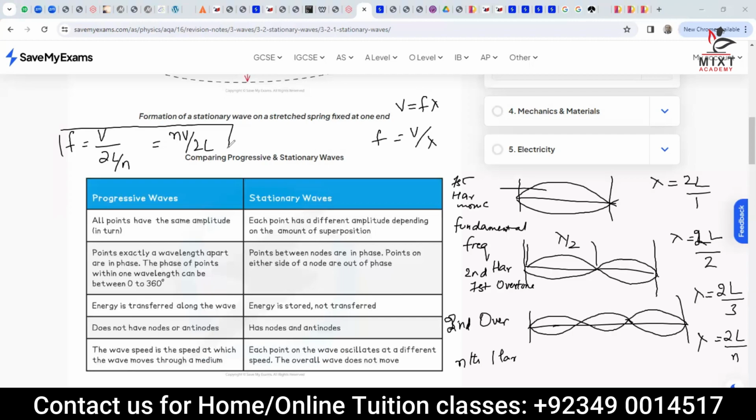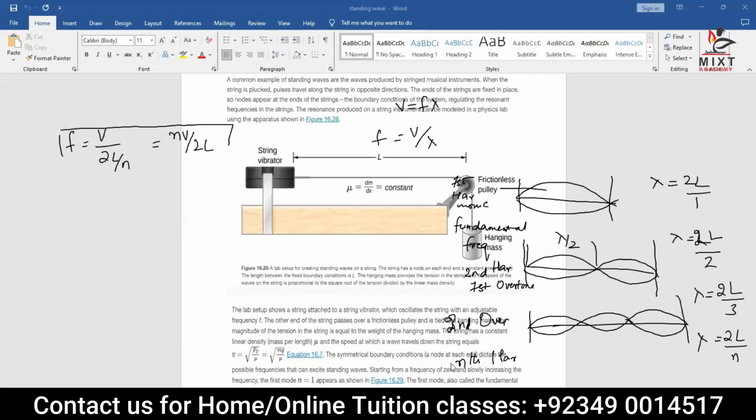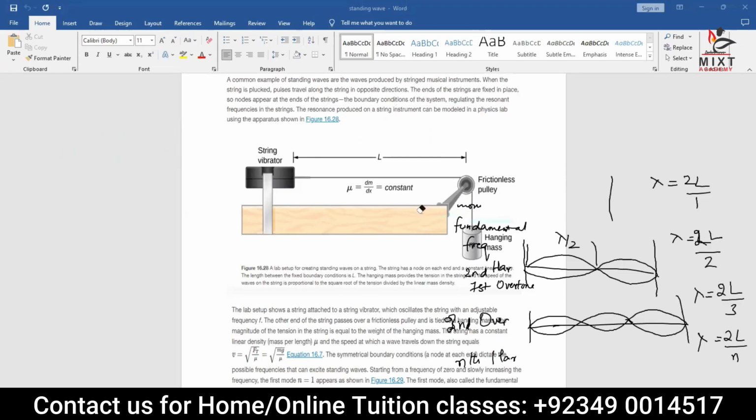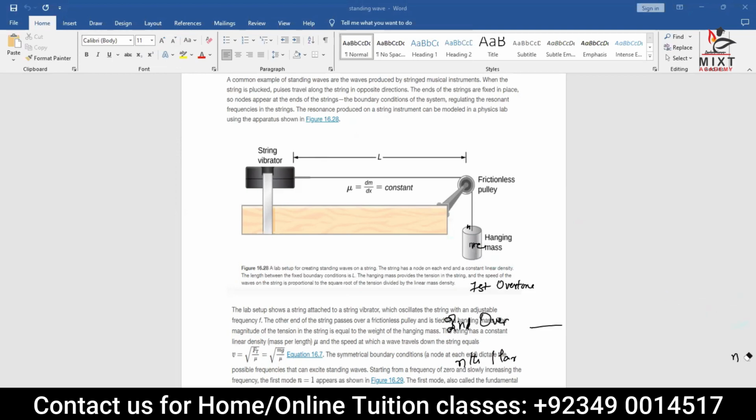At this point, I have a small numerical, or you can say practical. I want you to just go through that quickly, and we will see what exactly is what. Let me just rub that. Now, they made a sort of pulley setup with a string, and they are finding the frequency at which that particular string is vibrating.